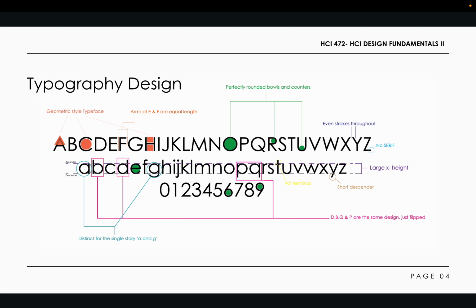Now, if you observe the uppercase letter M, it has slanting sides resembling an upward W. So if you flip the uppercase letter M, you will eventually get a letter W. And if you look at letters like the letter O, the letter U, and the letter R, they have perfectly rounded bowls and counters. And also, the arms of letter E and letter F are equal in length. These are some of the points of design of Century Gothic.